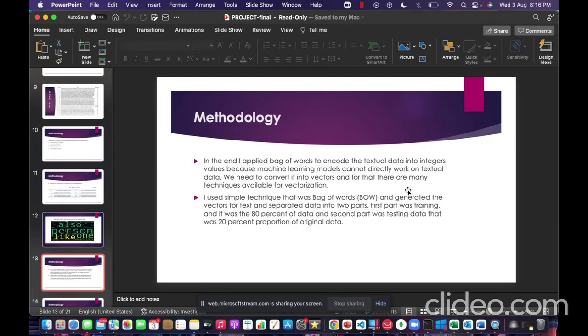I used a simple technique, bag of words, and generated the vectors for text and separated the data into two parts. The first part was training, which was 80% of the data, and the second part was testing data, which was the 20% proportion of the original data.